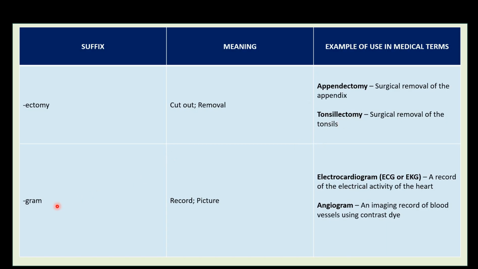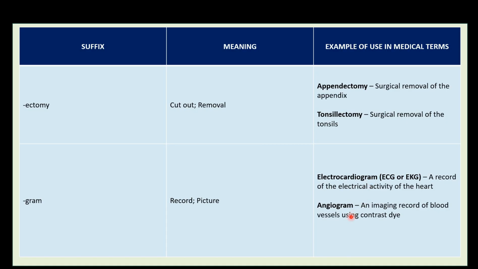Now the next suffix is gram. Whenever there is a suffix present at the end as gram, that is related to picture or record. For example, electrocardiogram, which is ECG or EKG, a record of the electrical activity of the heart. If a patient is suffering from some heart disease, the doctor performs a diagnosis through electrocardiogram, and the suffix gram is denoting that it is related to a record or picture.